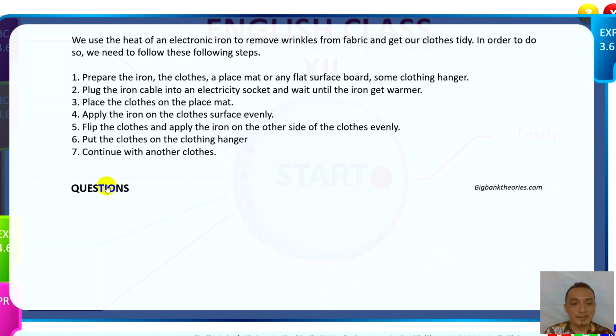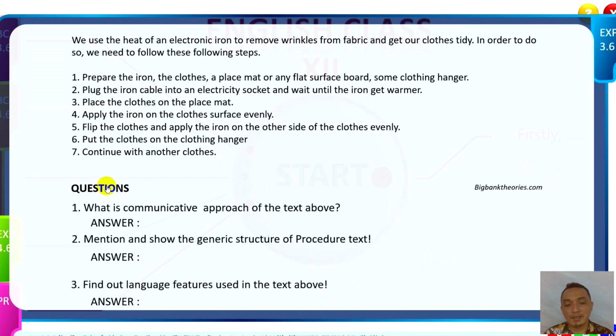The first is, what is the communicative approach of the text above? The communicative approach means the function of the text itself toward the reader. So it is a communicative approach. And the answer is that this communicative approach is to describe how to use the iron.